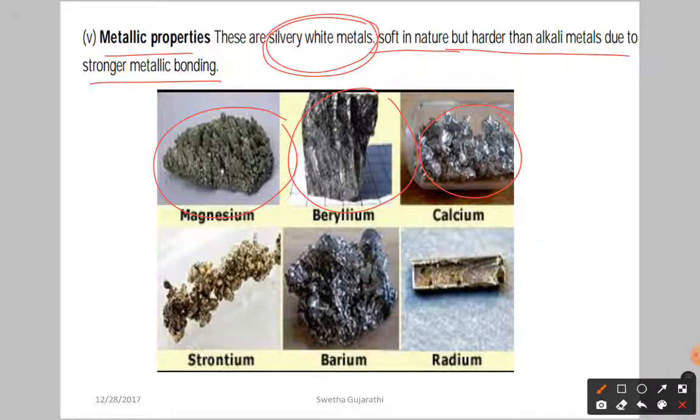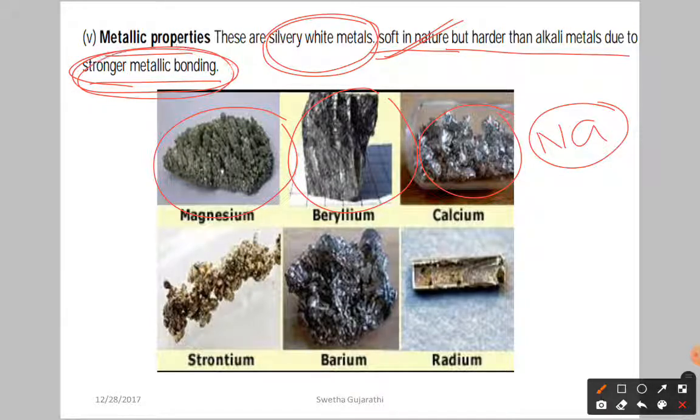Here already we discussed, in the first group, for example, sodium you can cut with the knife. But here these are also soft but not as much as the first A group elements. Why? Because of strong metallic bond. So compared to alkali metals, alkaline earth metals, the second A group elements, have the strong metallic bond.